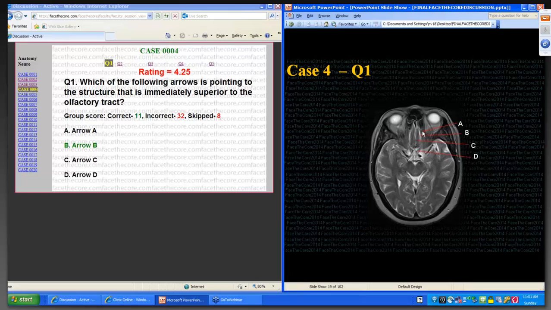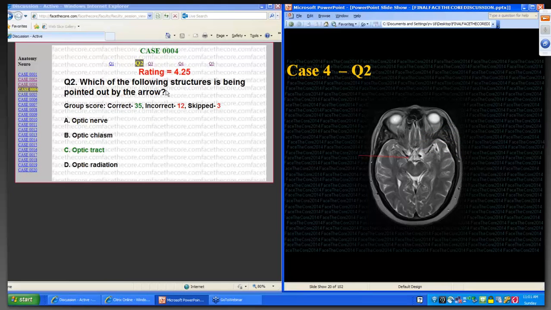And then here is the lateral orbital gyrus. And the olfactory tract lies in the olfactory sulcus. D was just pointing to the prechiasmatic nerve, but the main point on this question again is that the olfactory tract lies in the olfactory sulcus. Correct answer was B.